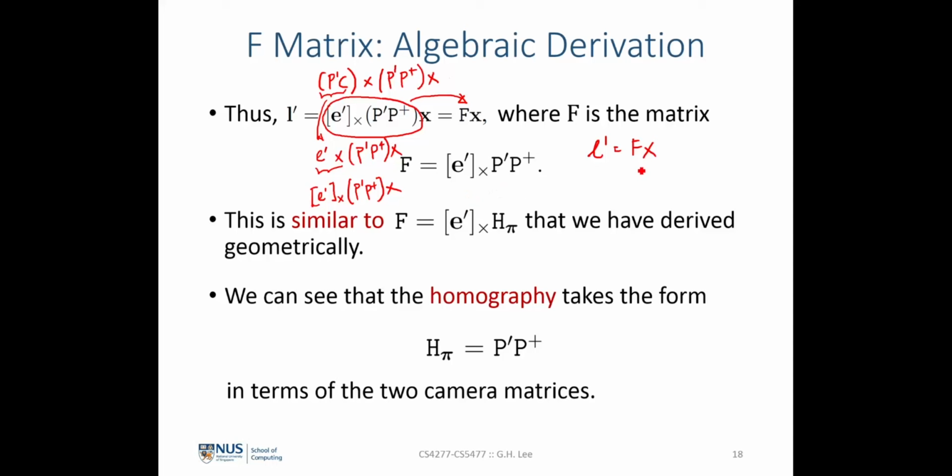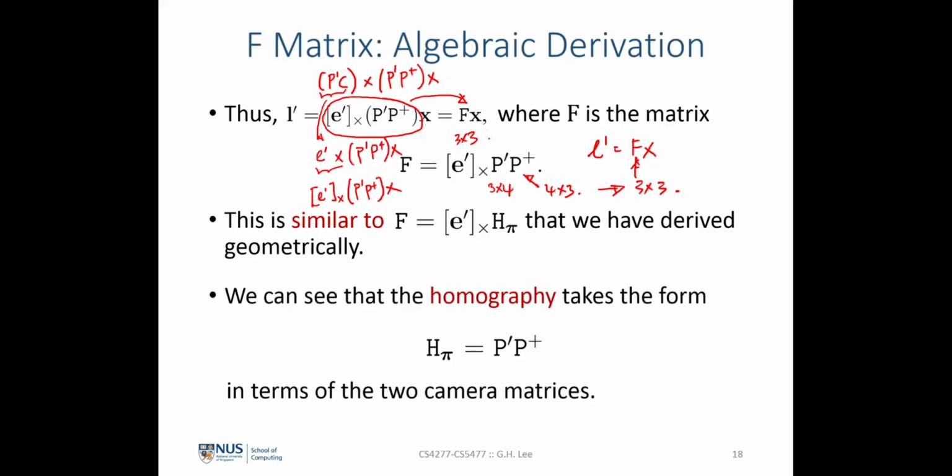We can check the correctness of this fundamental matrix. It's supposed to be a 3x3 matrix over here, and we can see that the cross product, the skew symmetric matrix that is defined by the epipole, is also a 3 by 3 matrix, and P prime over here is supposed to be a 3 by 4 matrix, and P plus, since it's the pseudo inverse, is supposed to be a 4 by 3 matrix. And if we multiply these three matrices together, we'll end up with a 3 by 3 matrix.